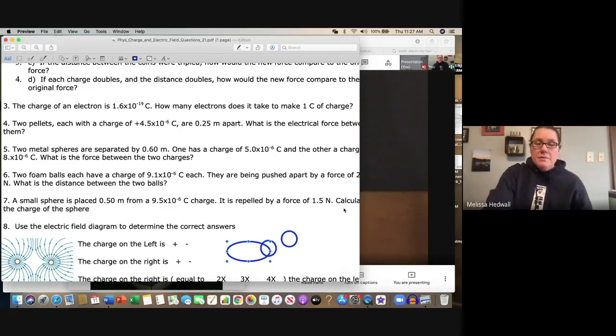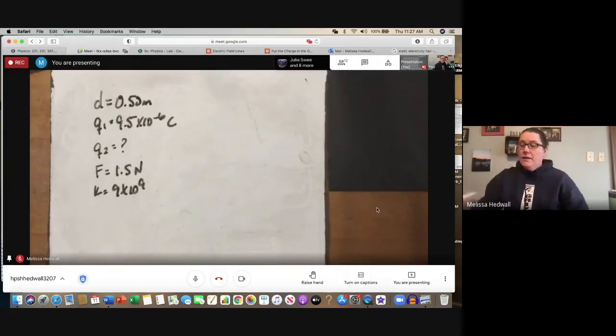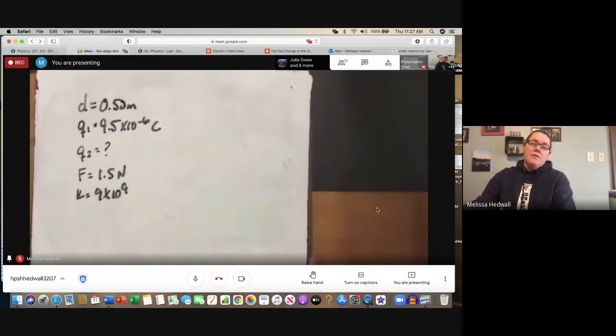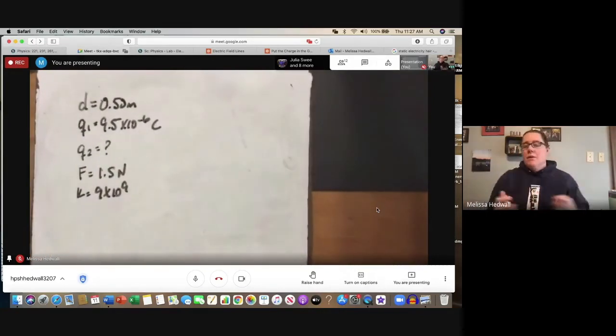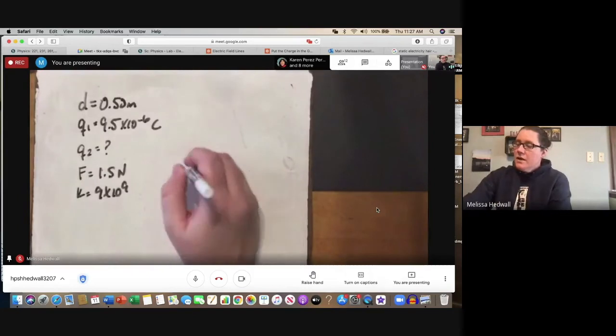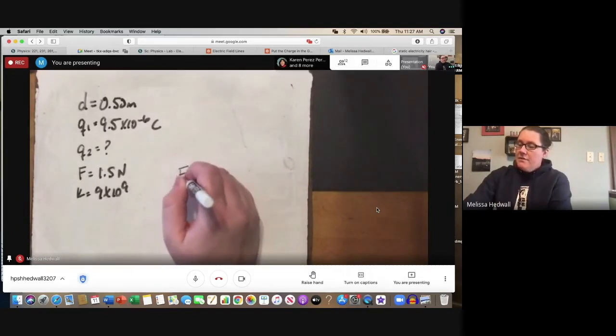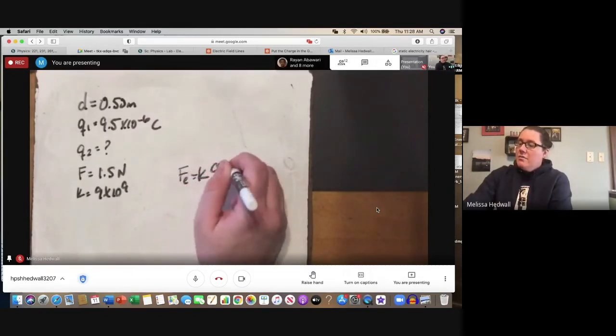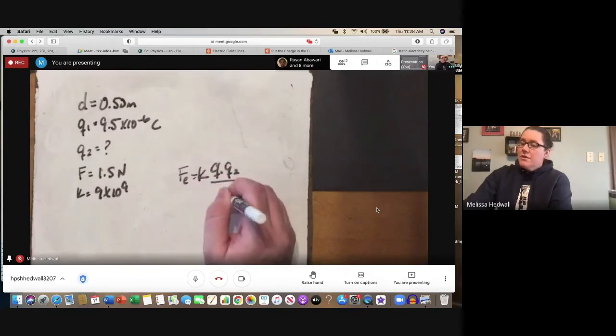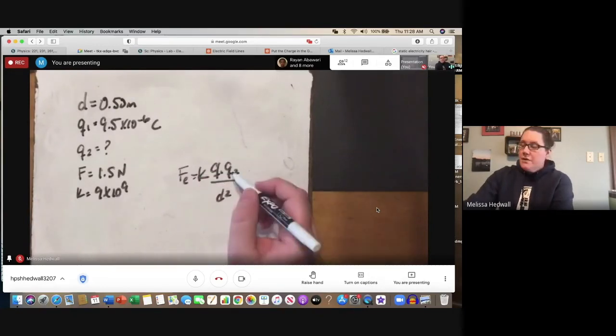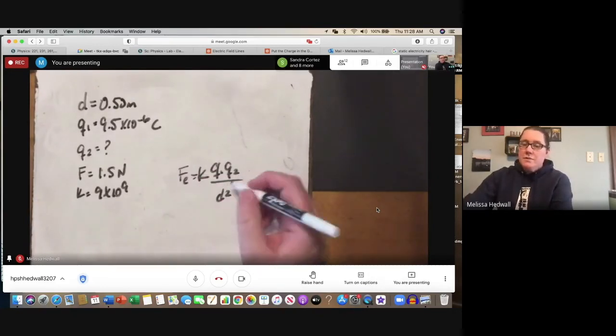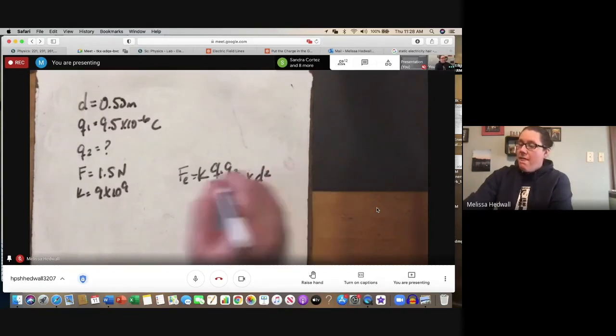And so in this one, we'll be solving for Q2. It doesn't matter which Q you're solving for, you rearrange it the same either way. And so again, we're going to start with F_E equals k q1 q2 over d squared. In order to solve for Q2, the first thing we have to do is to multiply both sides by d squared.